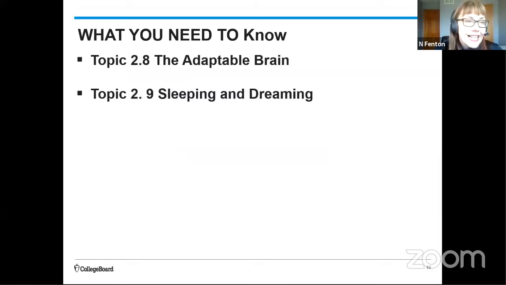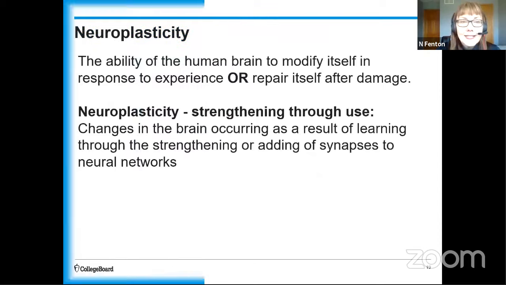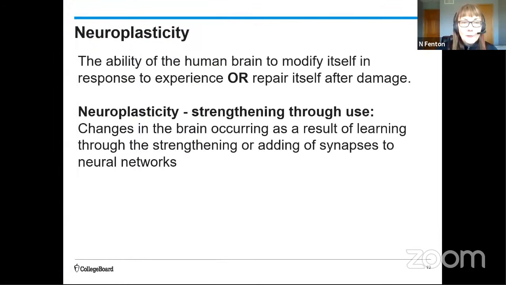Okay, today we're going to cover the last couple of topic areas in Unit 2, the biological basis of behavior, starting with the adaptable brain. And a really amazing ability of your brain is the ability of neuroplasticity or plasticity. And this is the amazing capacity of the human brain to modify itself in response to experience, so learning, or repair itself after damage. I'm going to talk about both of these aspects of neuroplasticity.